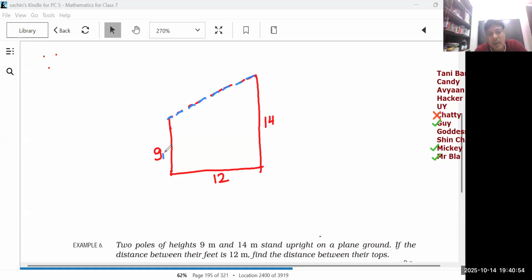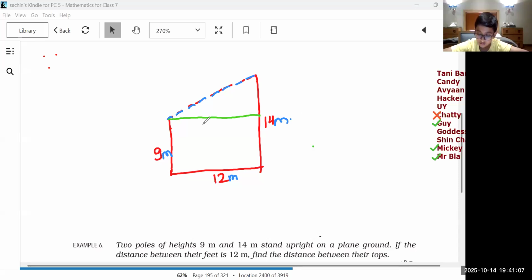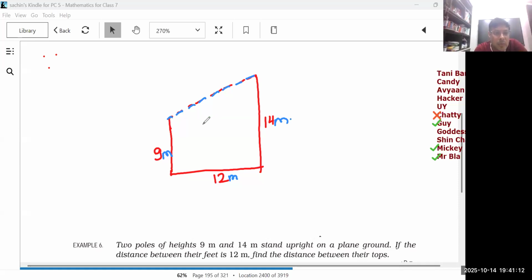Okay, all our dimensions are in meters. This is the diagram. Then guys, since you have not figured it out, I will tell you there is a construction that we need to do. This is the construction that we need to do, the green one.